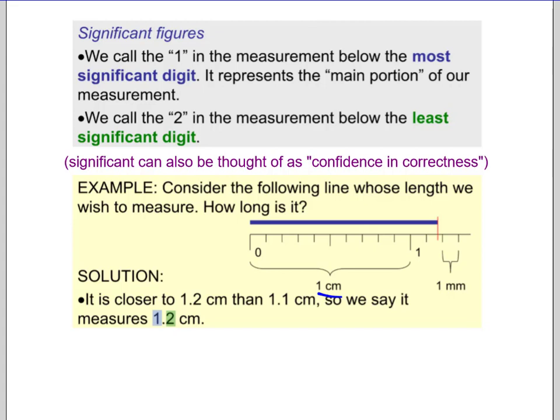Then as we move to this next piece in here, we become a little less confident in it. It becomes the least significant digit because we know the value should be somewhere between 1.1 and 1.2. In this case you might say it's closer to 1.2, so you might say the answer is 1.2. The 1 centimeter first digit we're really confident in. It's the most significant. The 2 over here we're a little less confident in, so it would be the least significant digit.